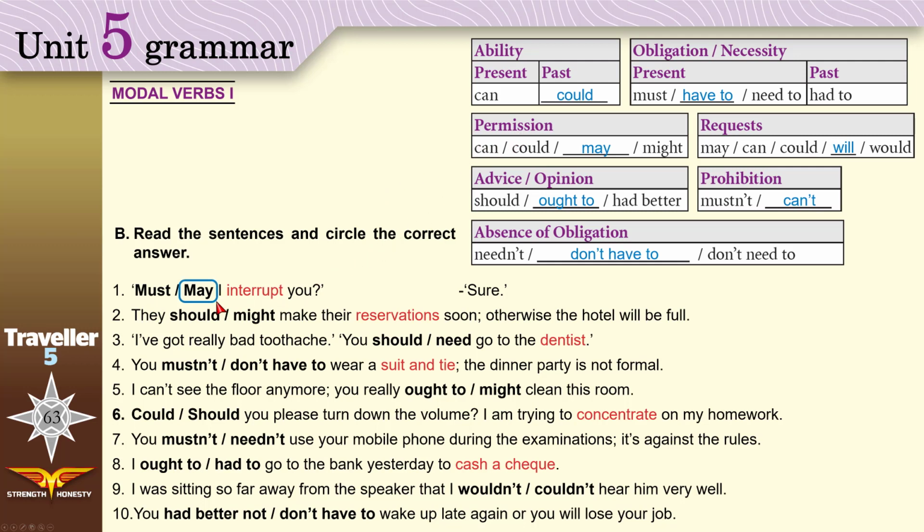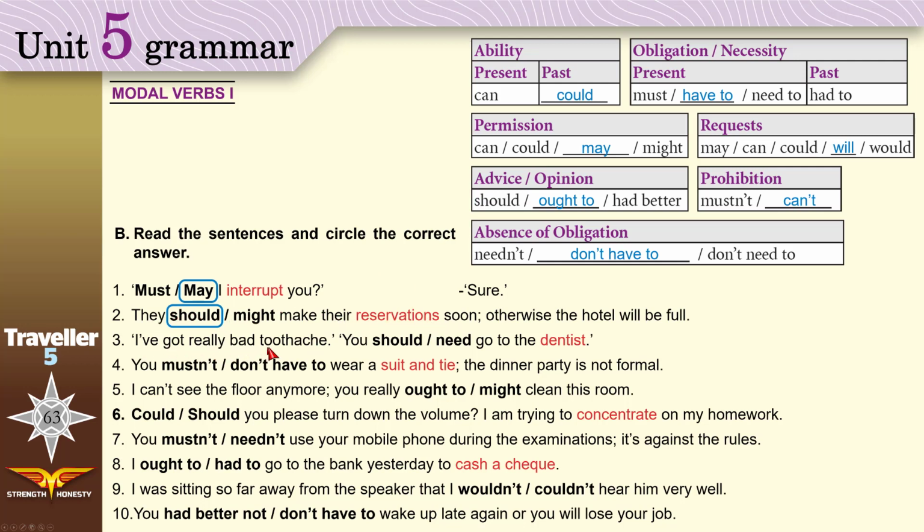Or ma'am? They should or might make their reservations booking soon. Otherwise, the hotel will be full. They will find no available rooms. Well, we are giving advice or opinion. They should make their reservations.